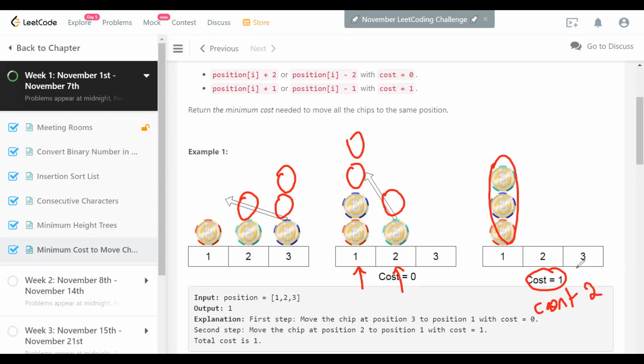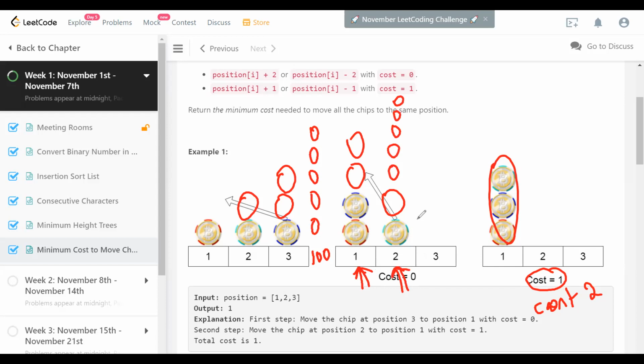So what if there are, say, at position number 100, a bunch of them? Suppose there are some 4, 5 of them, right? We can move all of these at position 100 to position 2 at zero cost actually. It doesn't cost you anything. So in other words, we can move all the chips at odd positions to position number 1 because that costs nothing, and all the chips at even positions to position number 2, and that costs nothing.